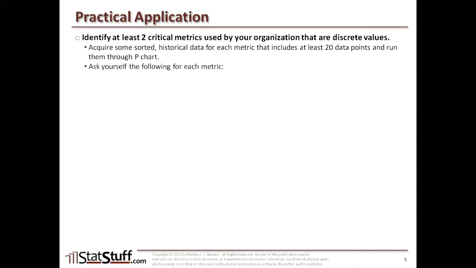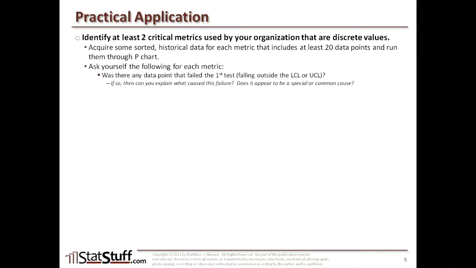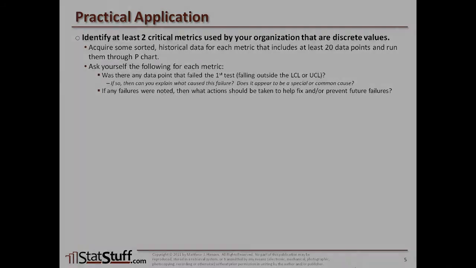Then ask yourself a few questions for each of those metrics that you're evaluating. First of all, was there any data point that did fail the first test, that is, where it fell outside of the lower or upper control limits as defined? If so, can you explain what caused that particular failure? And does it appear to be a special or maybe a common cause type of failure? Now, if there were any failures noted, what are the actions that should be taken to help fix those errors and help prevent future failures?